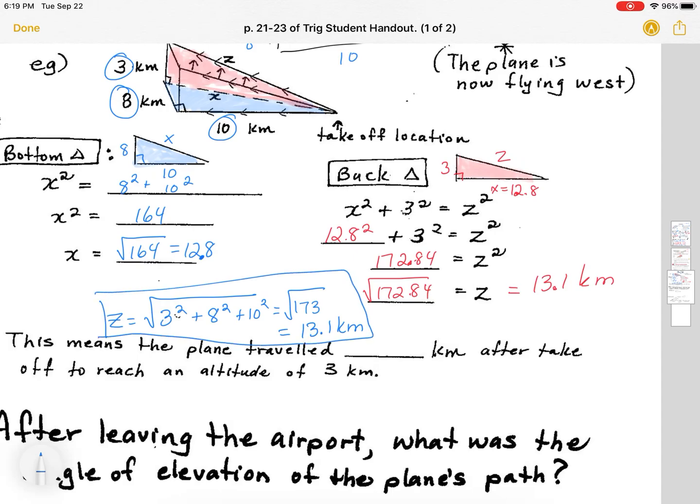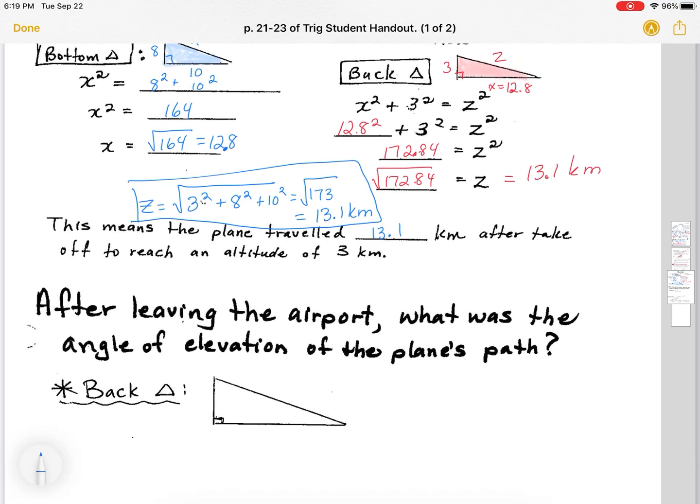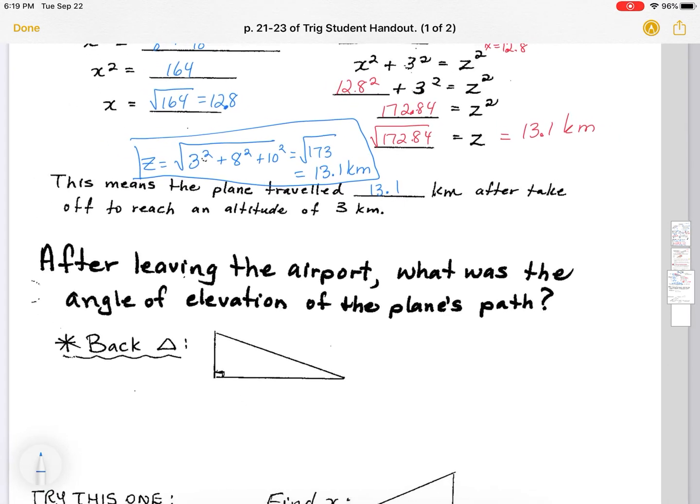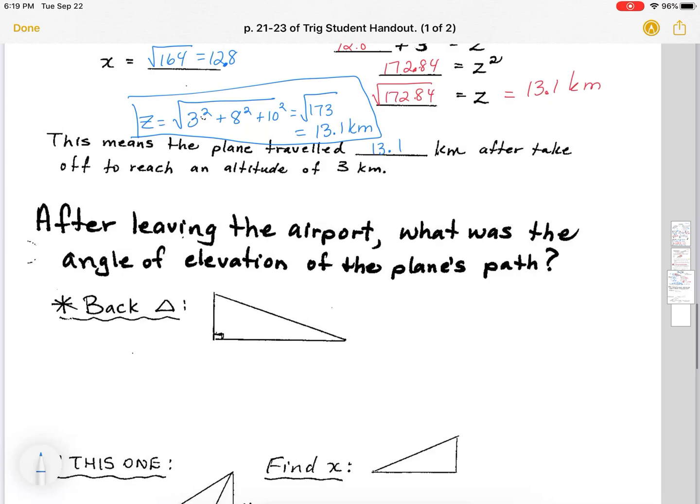So instead of doing all that work with the triangles, which you all said, ooh, yuck, I don't want to do that, we don't have to. We can just use that expanded Pythagorean formula to find that line. So this means that the plane traveled 13.1 kilometers after takeoff to reach an altitude of 3 kilometers. Okay, so save yourself some work. Use the expanded Pythagorean theorem to find those 3D problems.